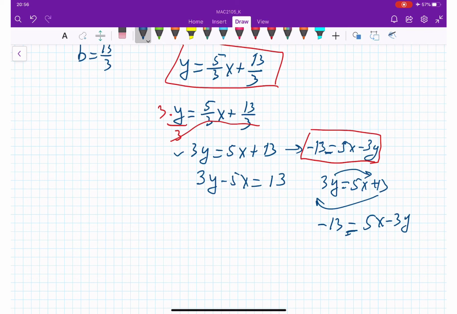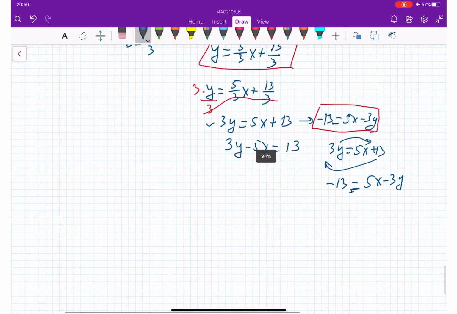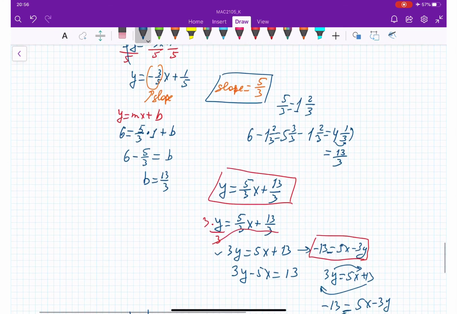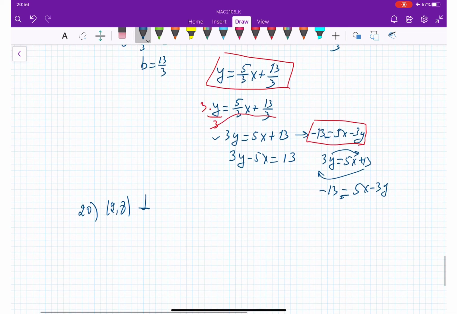And question number 20. It's going to be very similar, almost the same thing. So we have points 2 and 8, and perpendicular to, again, 3x plus 5y equal 1. It's the same way, it's just that the points are different.